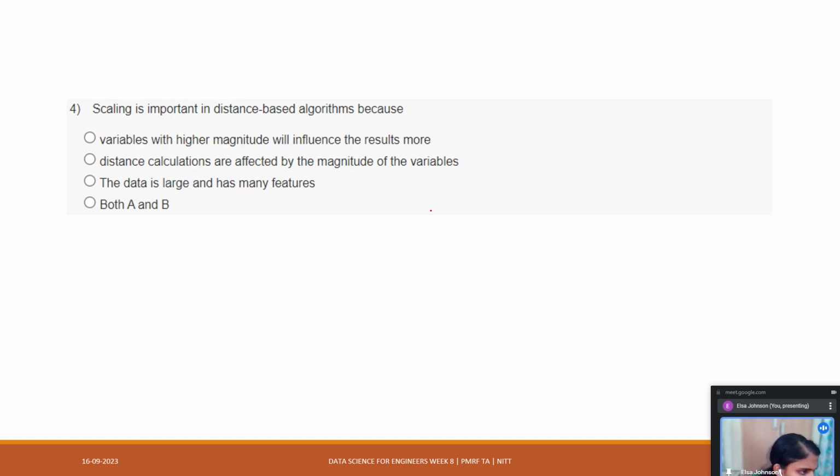Shekhar, you have given D or? Srinath has given A. Okay, then both A and B. Okay, wait. So what you can say is, usually what you will calculate, variables with higher magnitude will influence the results more, that you can say.